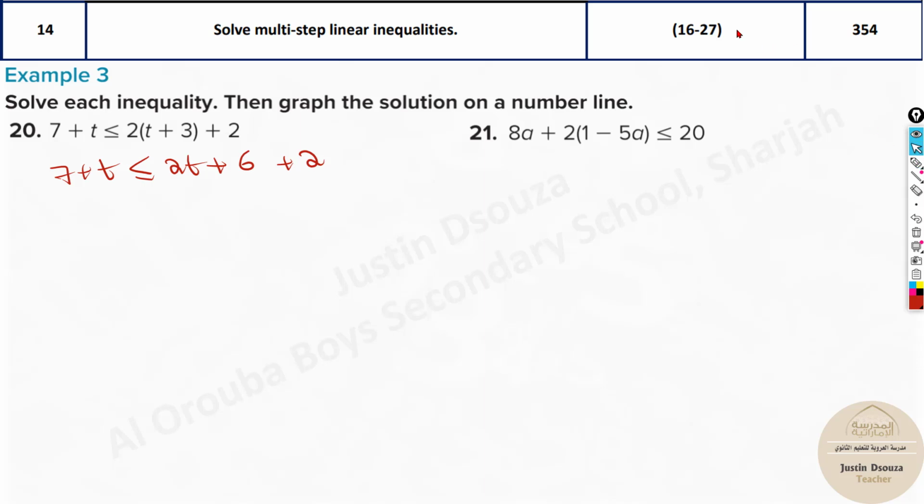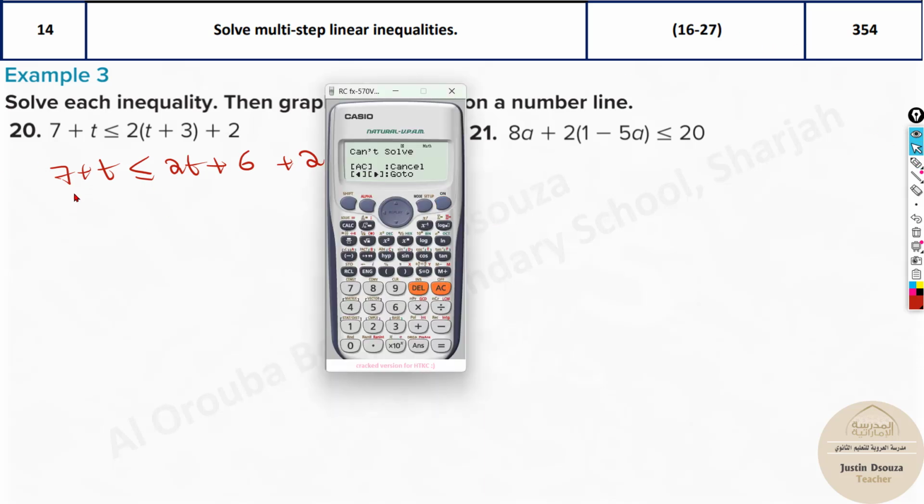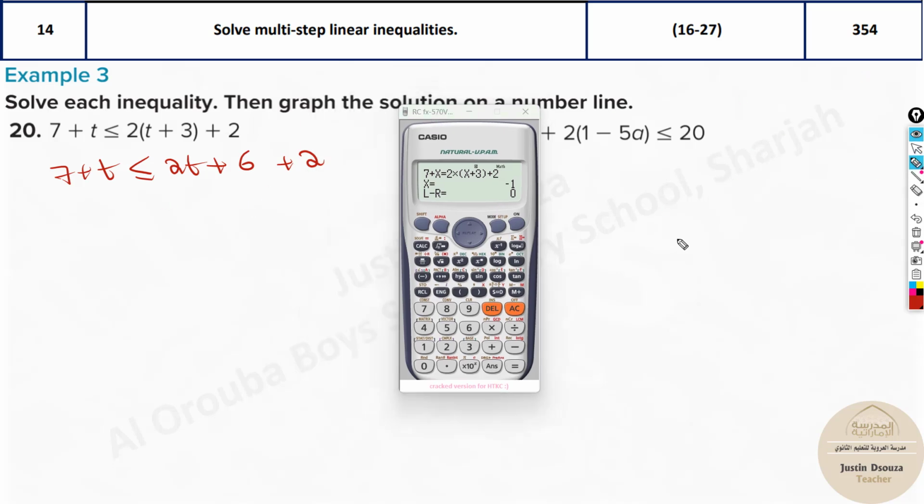Here, let's take out the calculator. If you do the calculator method, let's just solve the given question itself. It doesn't matter. Plus alpha x equals 2 times, that's alpha t plus 3, close the bracket, plus 2. Now, over here, what you basically have to do is shift and solve. You get the answer minus 1. But where would you put minus 1? This is the big thing. Minus 1 is the answer, yes.